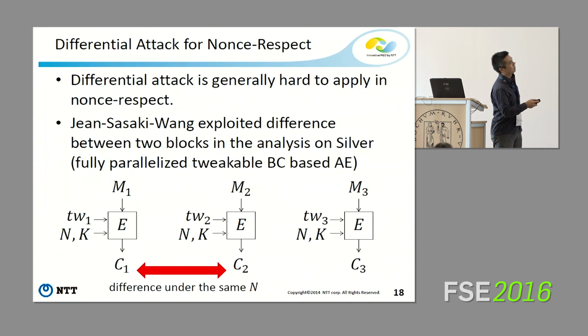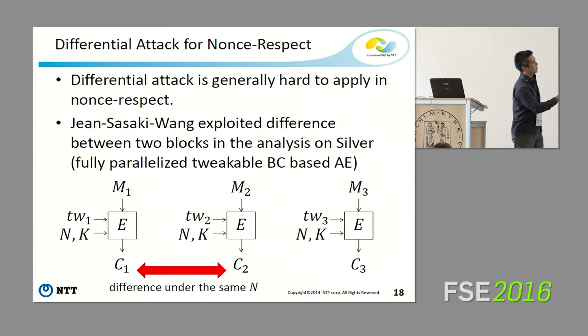But last year, John, Juan and myself exploited the difference between 2 blocks in the analysis of silver authenticated encryption, which is fully parallelizable. Its structure is written like this. The block computation is related to the nonce. So if you change the nonce, then the computation becomes completely random, so it's hard to exploit the differential property.